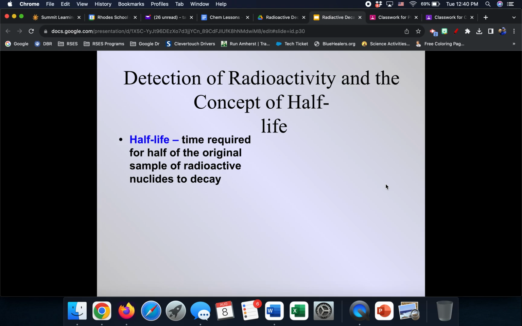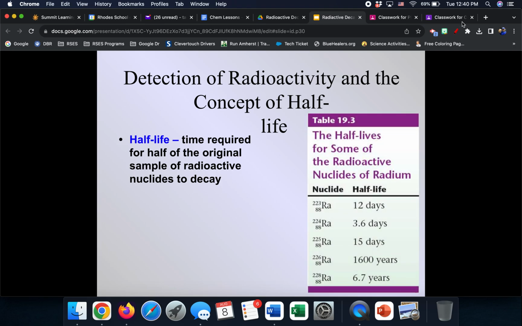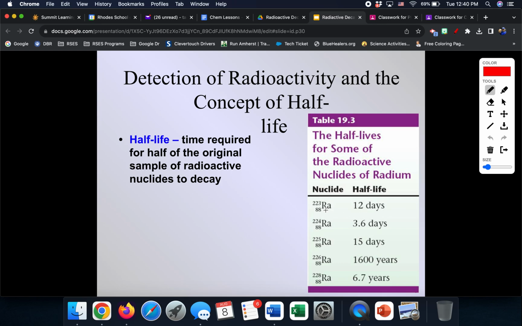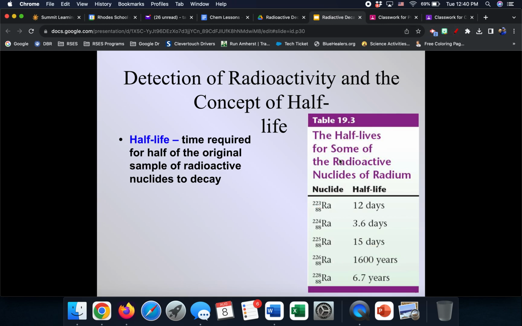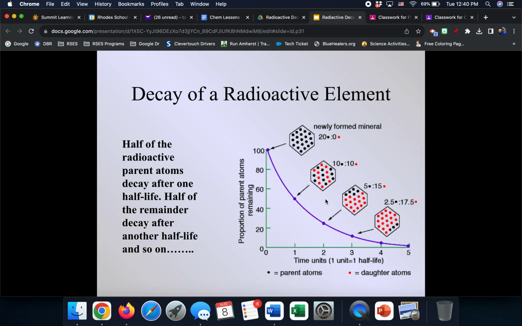Half-life is the amount of time it takes for half of the original sample to decay into something new. So here's some different ones. Radium-223 has a half-life of 12 days. These different isotopes of radium have different half-lives. Look at this one, 1,600 years. So that is the most stable form of radium because it lasts the longest. But after these number of days, only half of the original radium would be left, half would have decayed into something else.